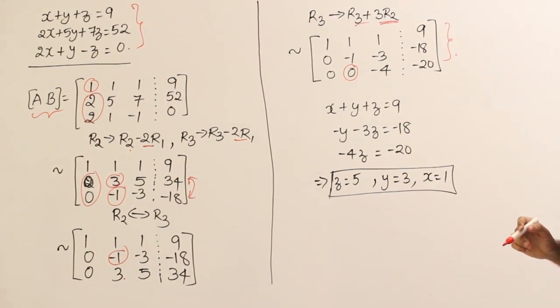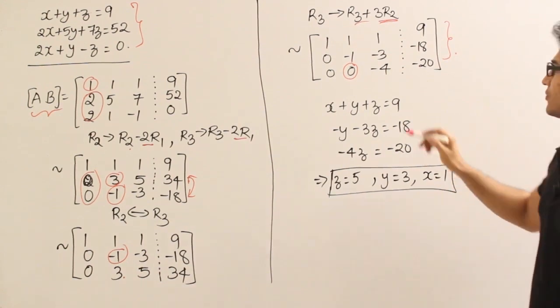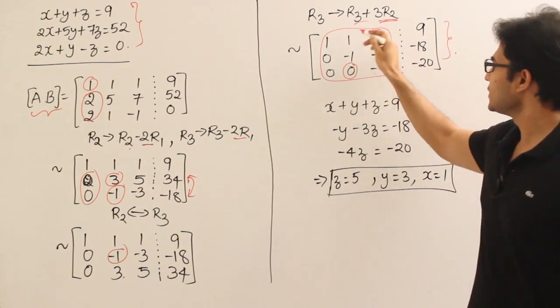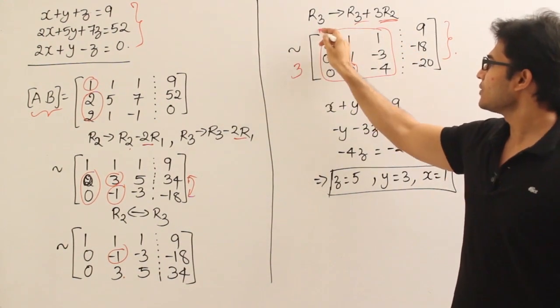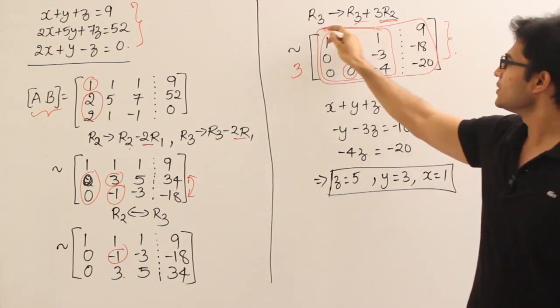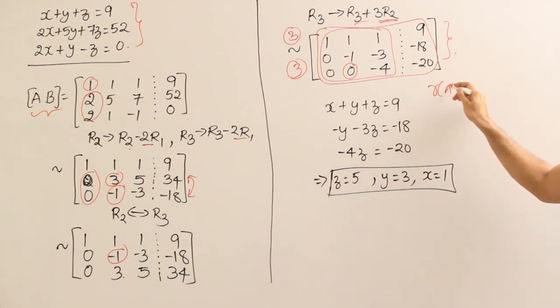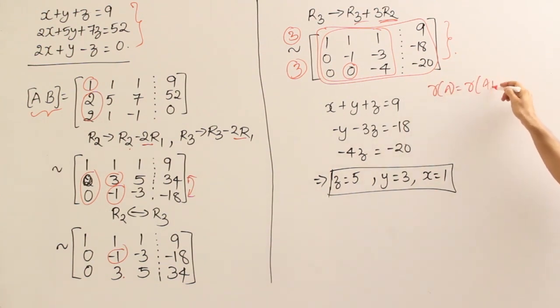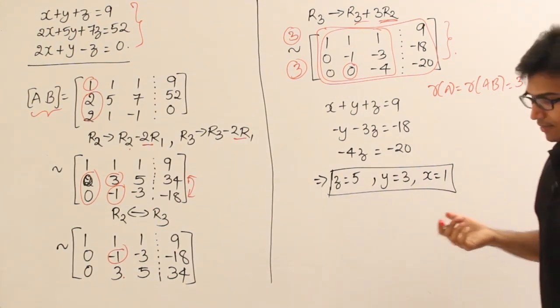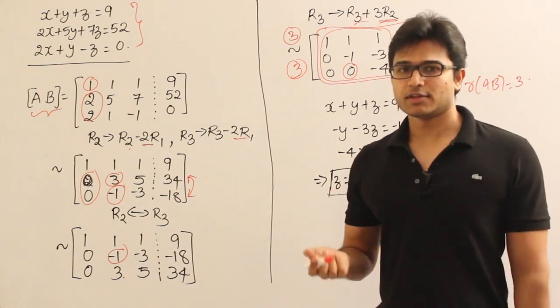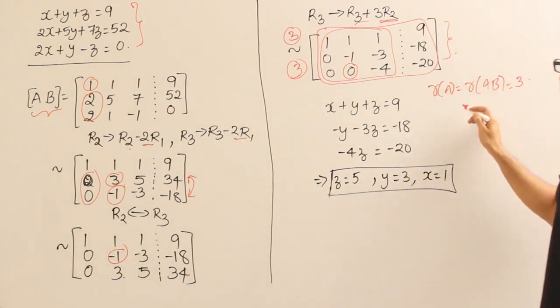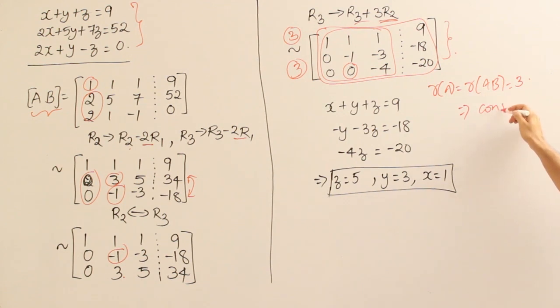Okay. Now if you observe this one, the number of non-zero rows in A is equal to 3 and the number of non-zero rows in AB is also equal to 3. Therefore, rank of A equal to rank of AB equal to the number of non-zero rows in each of them in the echelon form, which is nothing but 3. So we found out that the ranks are equal. Then what can we say? They are consistent, isn't it? So this implies that they are consistent. Consistent means at least one solution exists.